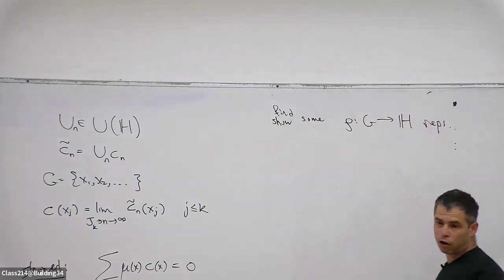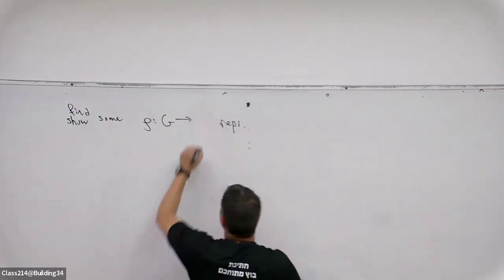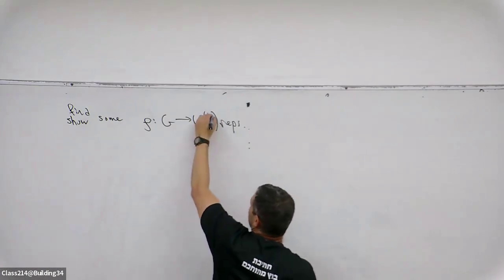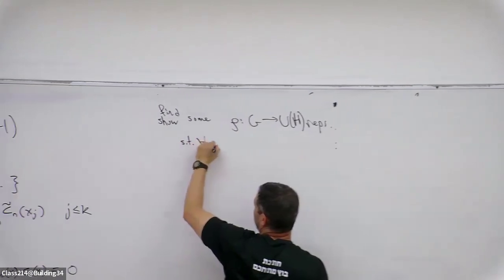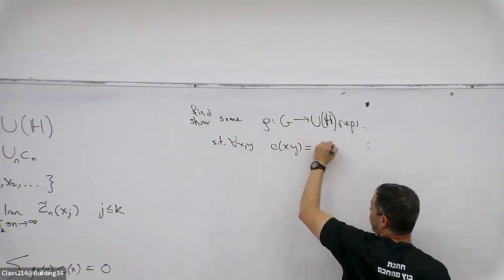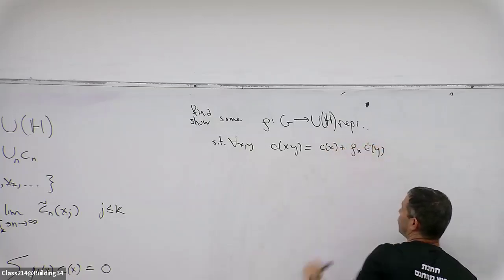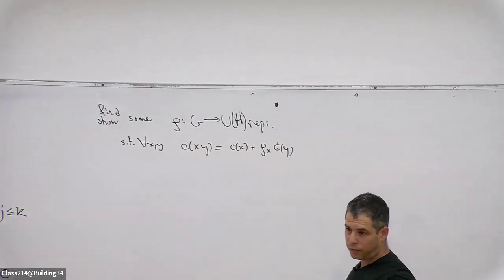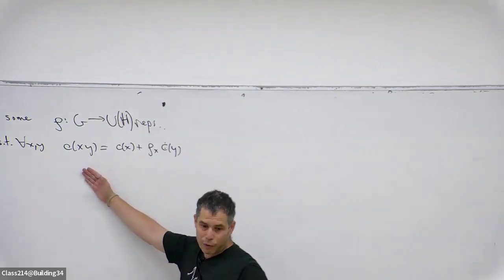Okay, representation meaning a homomorphism into U of H, right? Into the unitary operators of H, such that for every x and y, C of xy is C of x plus rho x acting on Cy. Okay? We said that we already know what rho is. This equation tells me what rho has to be.